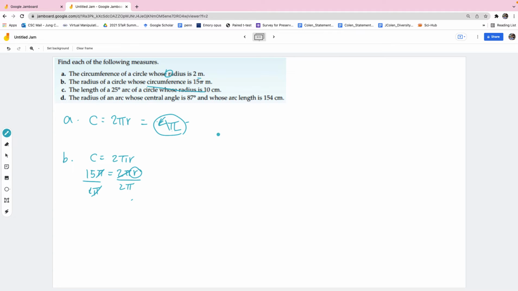Okay. C, the length of a 25-degree arc. So you have a circle and you have 25 degrees from the center. You need to find the length of that arc of a circle whose radius is 10 centimeters. Okay, we can use the proportion. You can use either dot dot is equal to dot dot and do inner and outer, or you can use the fraction. I'm going to show you a mix of those methods. This time I'm going to show you how to use the fraction.